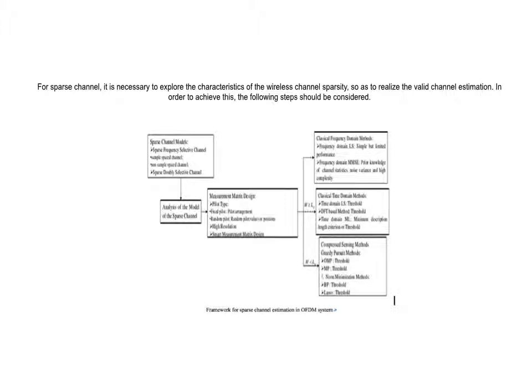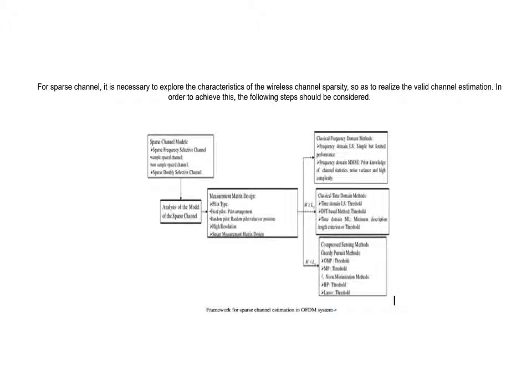First, consider the sparse channel model, which should be fixed. Generally, there are sparse channel models such as the sparse frequency selective channel, the sparse doubly selective channel, sampling interval, and non-interval channel sampling. After analysis, a fixed channel model should be given. In fact, the two most important remaining steps are measurement matrix design and sparse channel recovery.